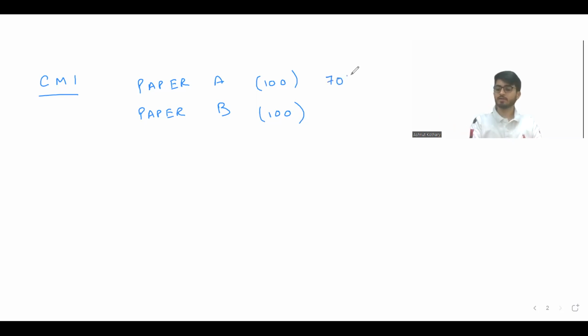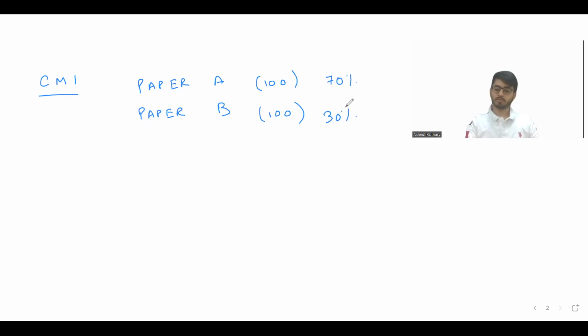70% weightage is given to paper A, 30% weightage is given to paper B. Using this, a mark out of 100 is generated, on the basis of which you either clear complete CM1 or you do not clear complete CM1. It's not that you clear just the paper A part or the paper B part.